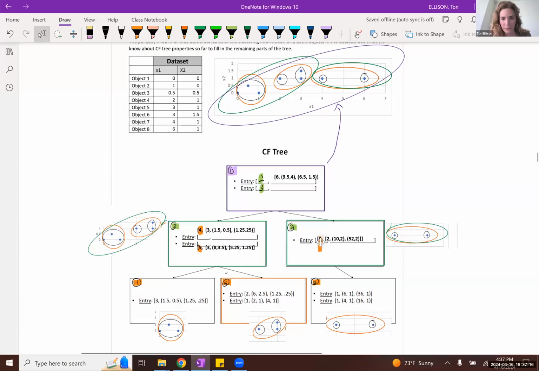And finally, we would want to create the corresponding CF entry for the cluster that we would get if we were to combine all of the subclusters that exist in this leaf node. Now it's actually the case that this child node actually only contains one subcluster. So it's simply just rewrite that single subcluster here.